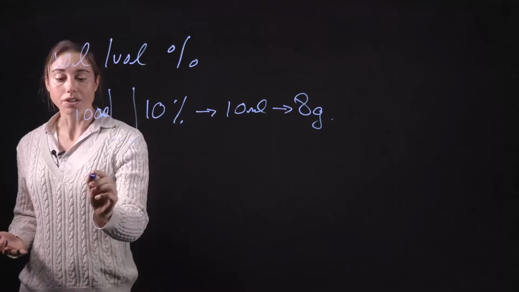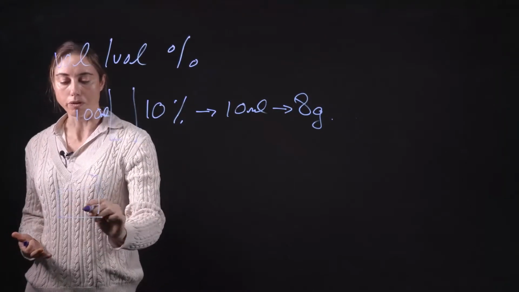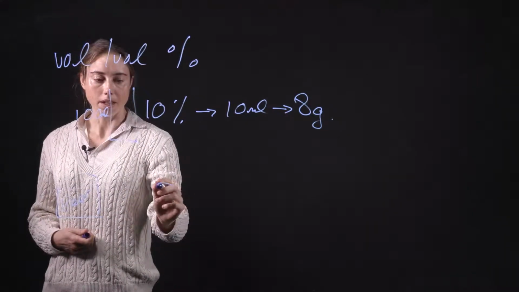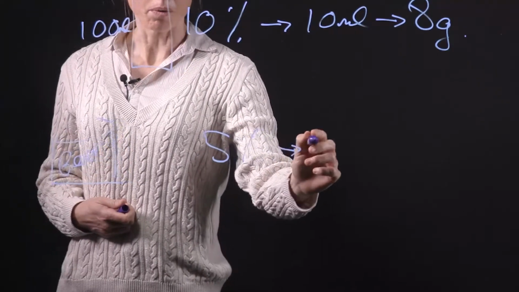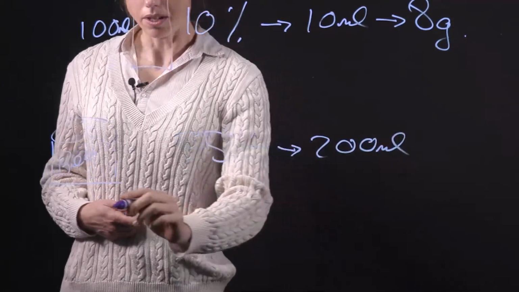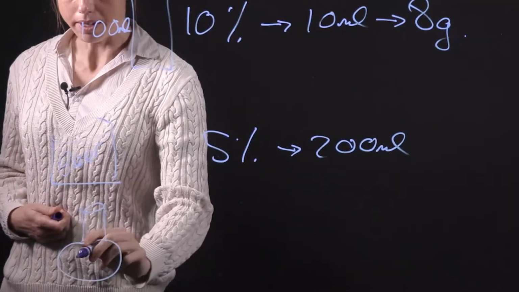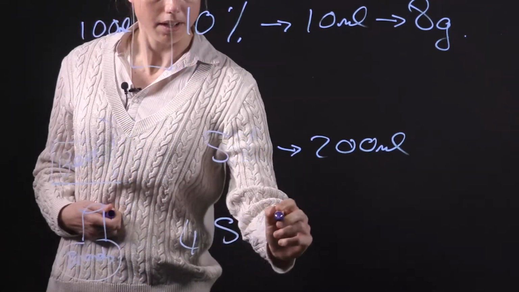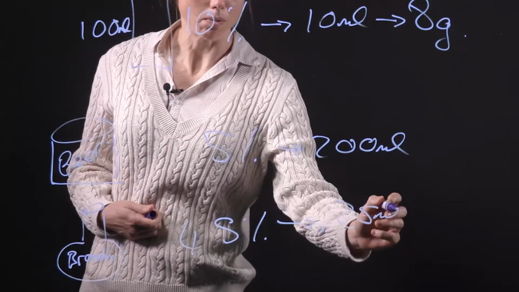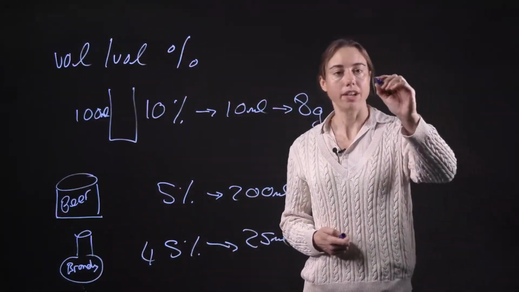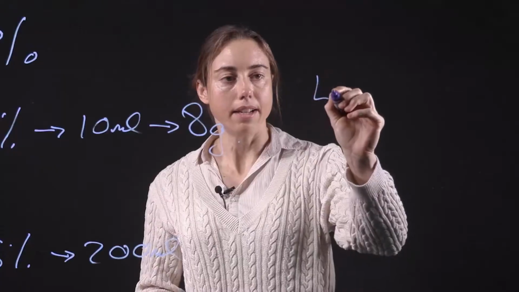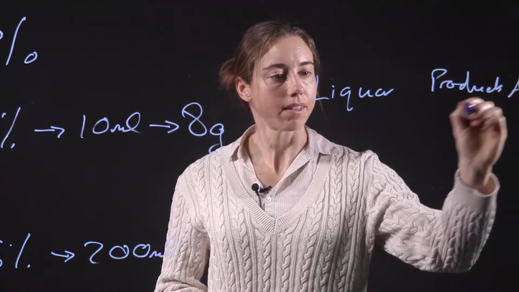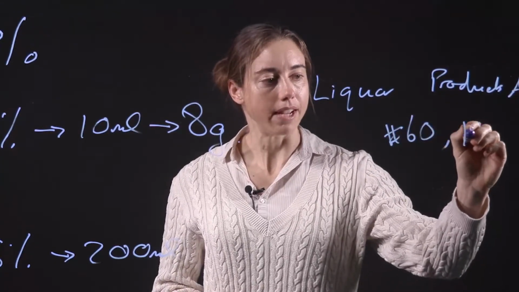But different alcohols come in different strengths, and therefore different volumes make up 1 unit. For example, beer, which is about 5%, requires 200 ml to make up 1 unit. Or a strong spirit, like brandy, which is about 45%, is only 25 ml to make 1 unit. And the strength of liquor is regulated by the Liquor Products Act, number 60 of 1989.